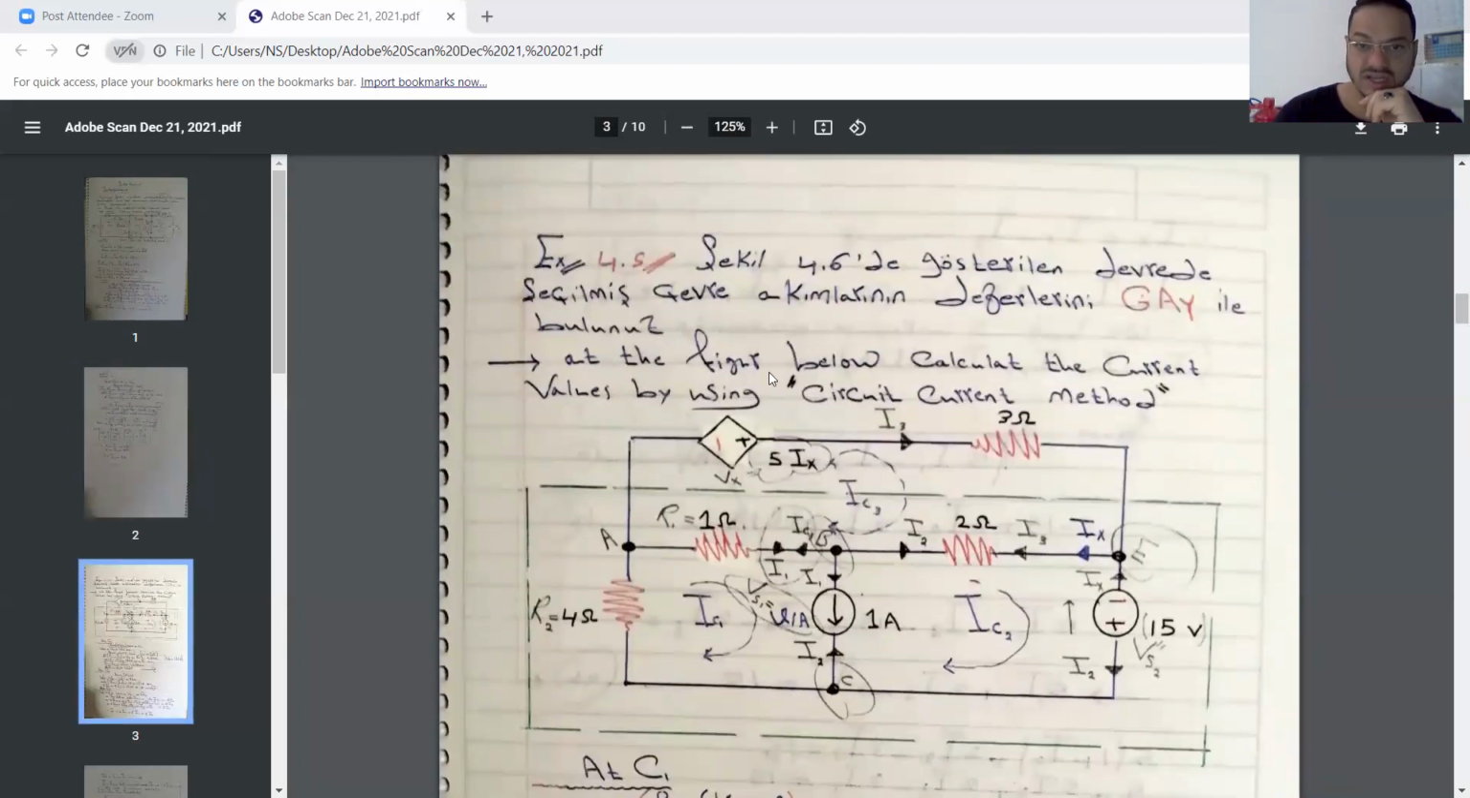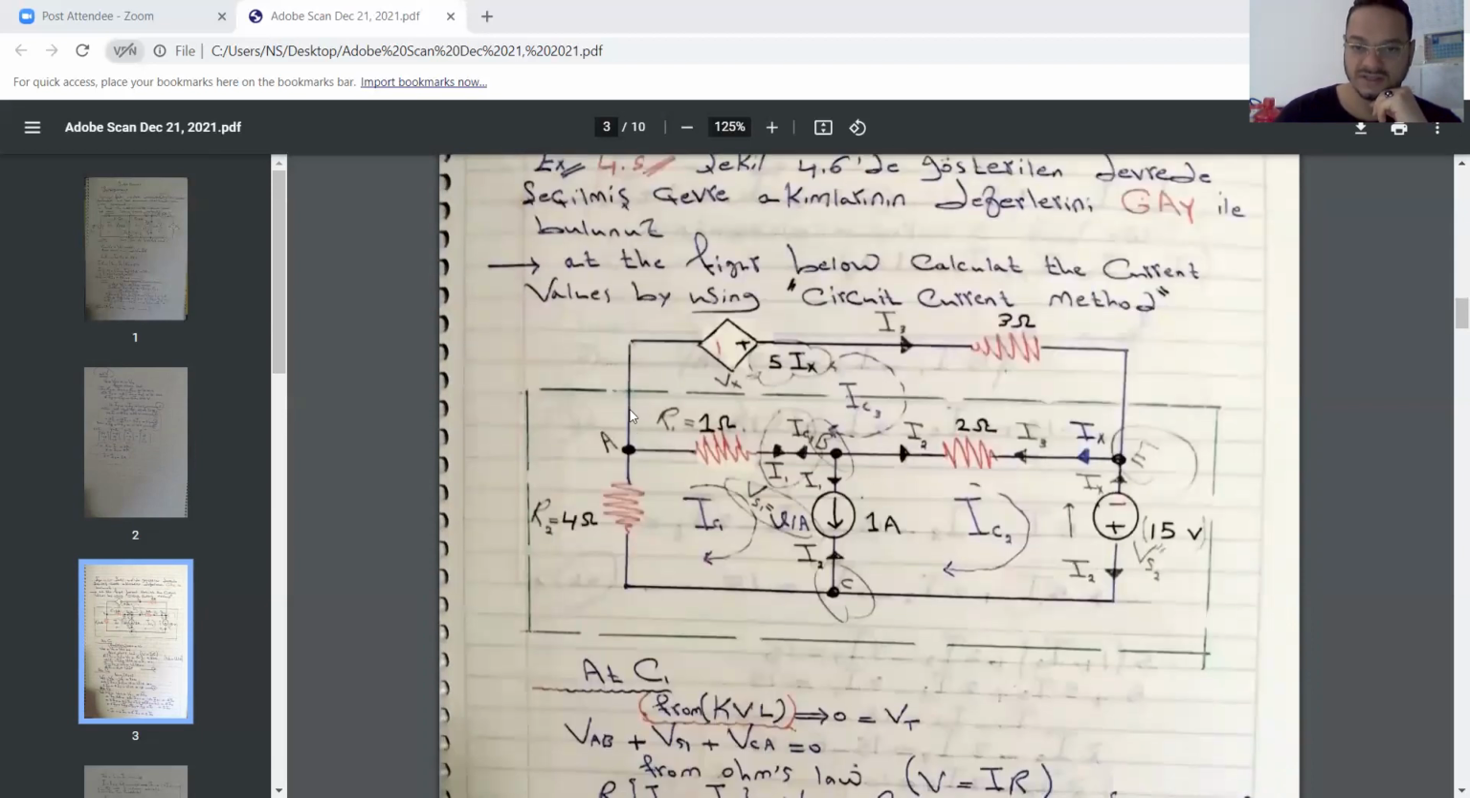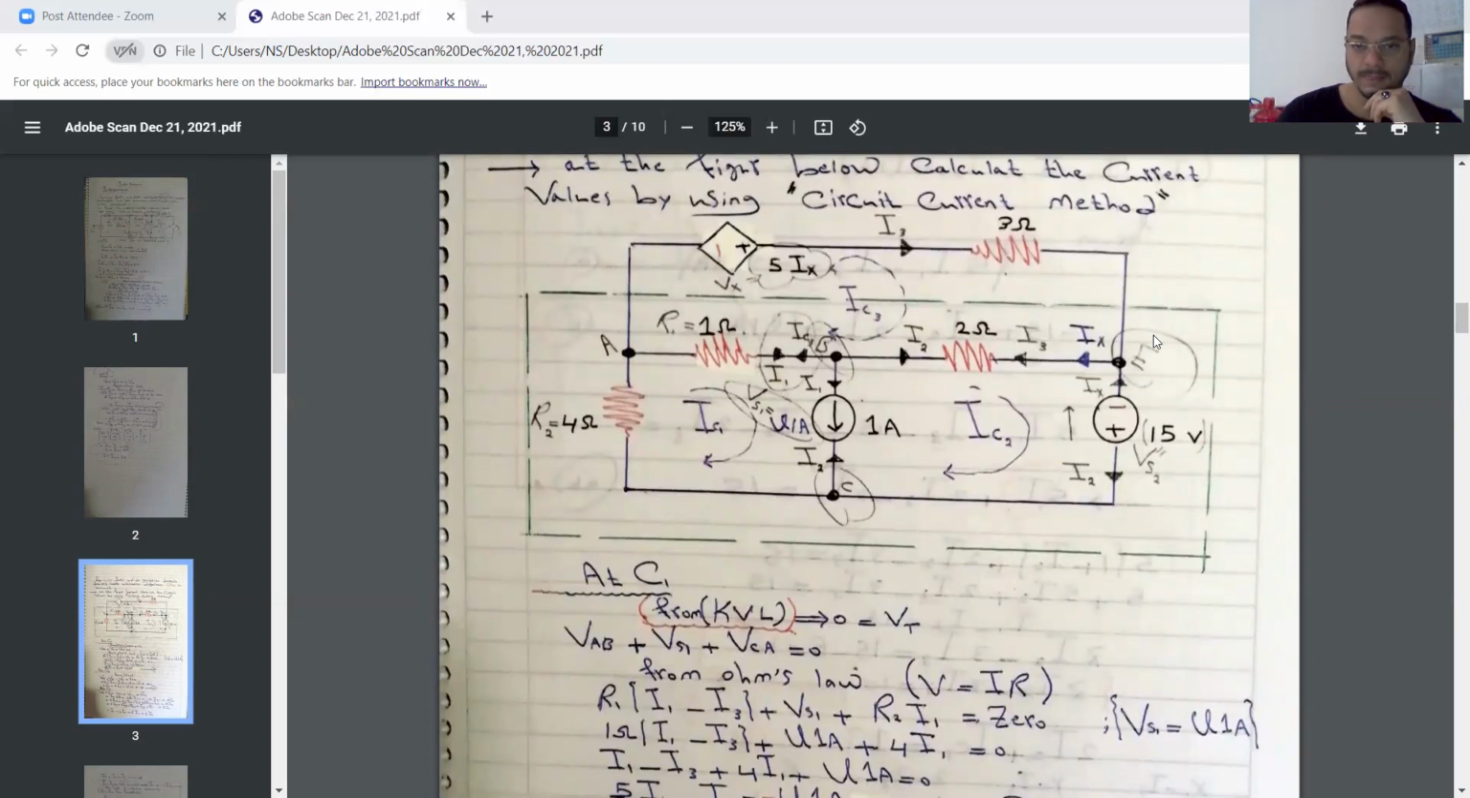Now another question: the figure below, calculate the current value by using the mesh current method. Here we have the circuit. We have 3 different resistances, and here a dependent current source, an independent voltage source, and an independent current source, sorry. And here we have many nodes. We can say A, B, C, and E. This is just from me. The author didn't write any node's name. I put it that way to make the solution easier.